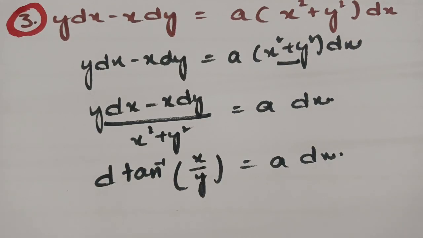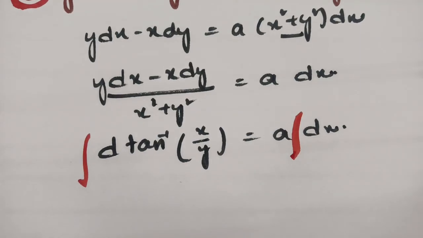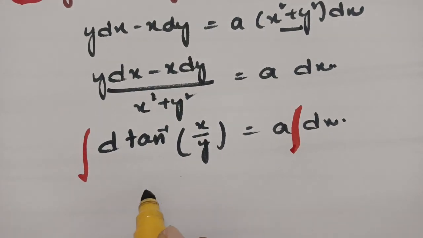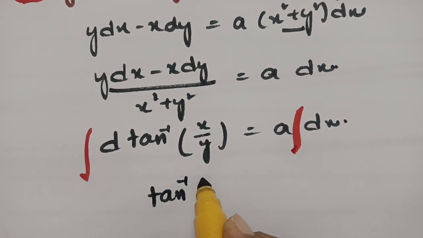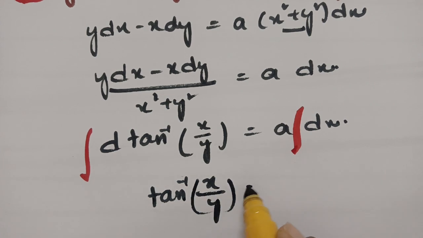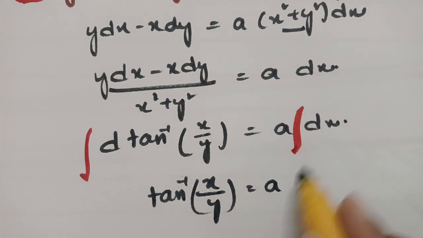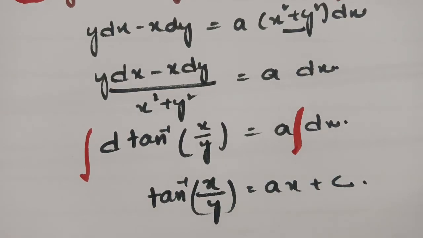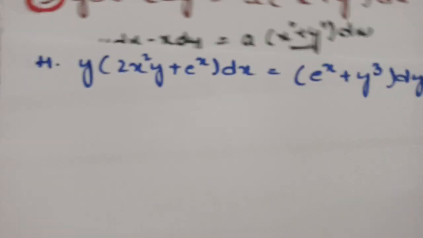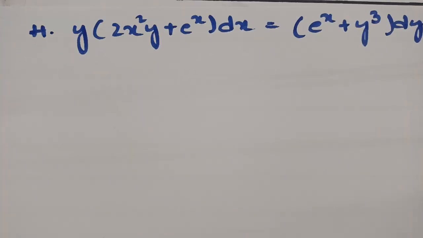If I use this formula and integrate on both sides after converting into the formula, the derivative and integration get cancelled, and here is the solution, that is tan inverse of x by y, a into 1 dx, whose value is x, plus c. And the last question here is, see which formula I am going to use.